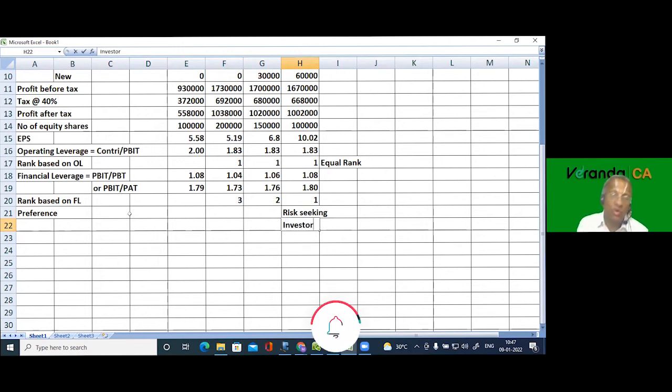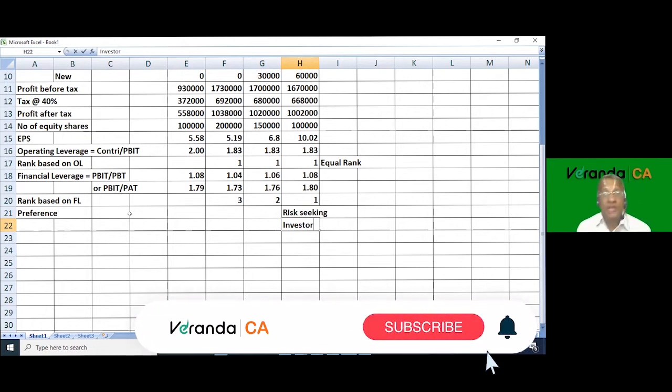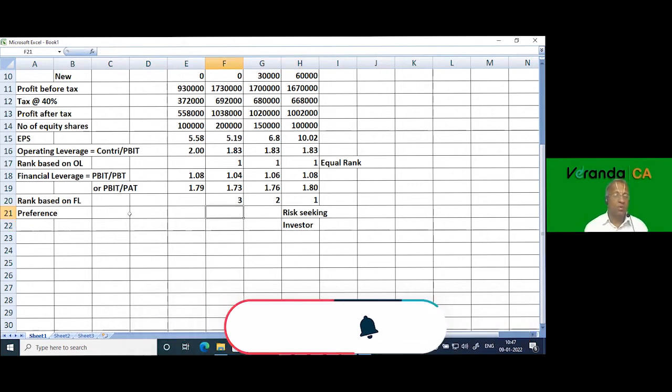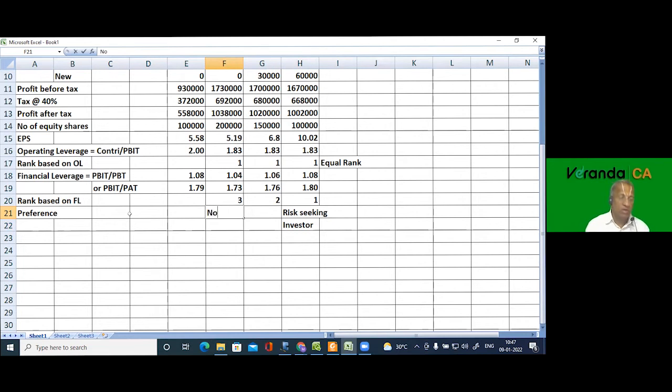Risk-seeking investor. So high financial risk is to be recommended to a risk-seeking investor. Then here, what is happening is that option 1 is not to be selected. Why we say not to be selected is because my EPS here is less than the existing EPS. How come? Look at my EPS: 5.19 is less than 5.58, whereas these two are greater than 5.58. So I should not select option 1 at all.